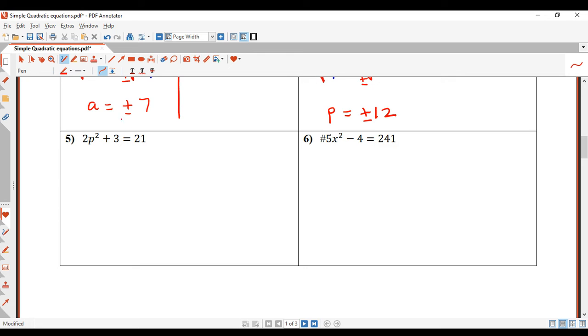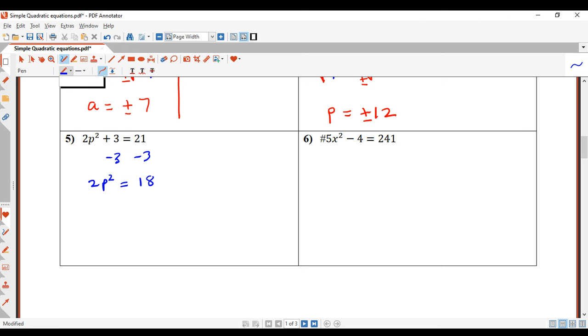So we are going to do a different kind of question now. Now, notice we got 2p squared plus 3 equals 21. Now, the plus 3 is by itself. So I'm going to subtract 3 first from both sides. That's going to give me 2p squared is equal to 18.